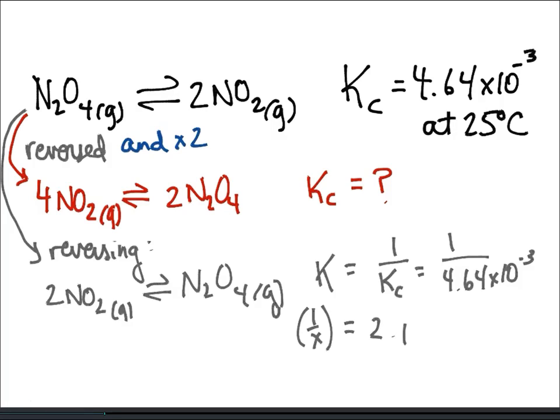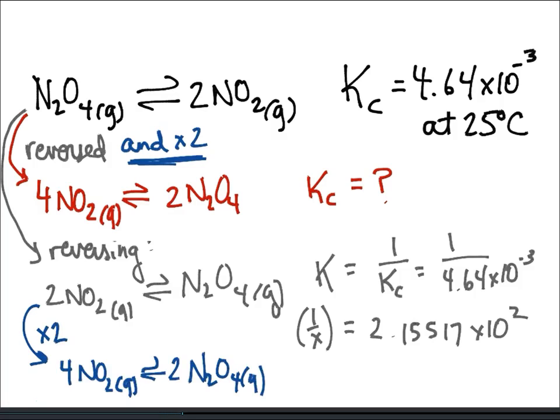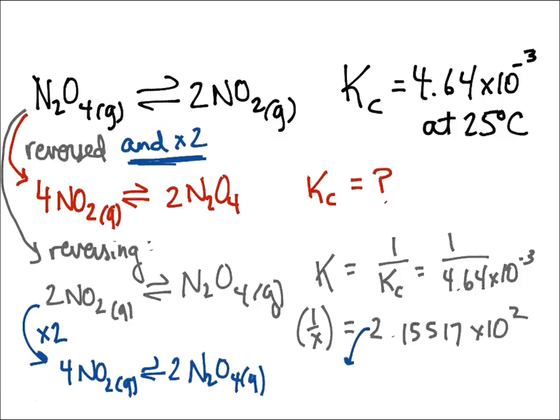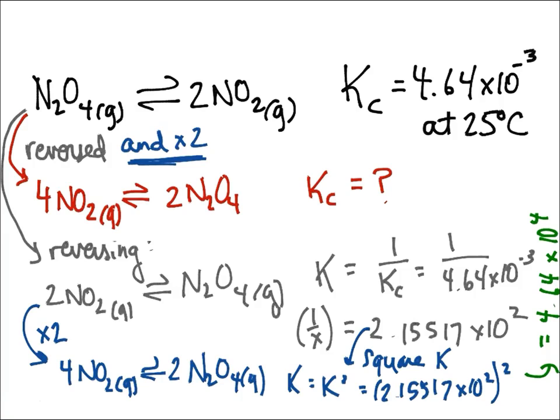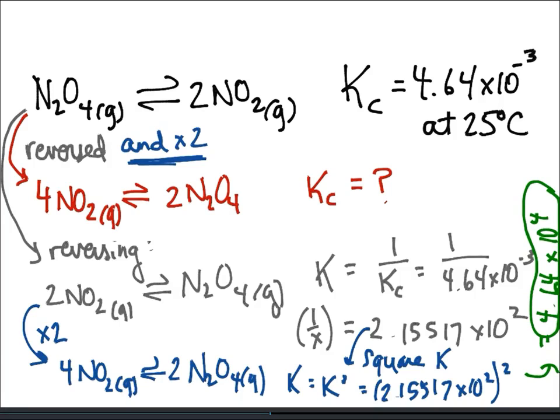So that's the 1 over x button on your calculator. You get 2.155 times 10 to the 2. And we need to multiply it by 2. So that means we need to take our second reaction. Since that's times 2, we're going to square the equilibrium constant. We're going to do 2.15517 times 10 to the second, and we're going to square that number. Then that's going to give us 4.64 times 10 to the fourth. So we did 2 things to the reaction, which means we did 2 things to K.